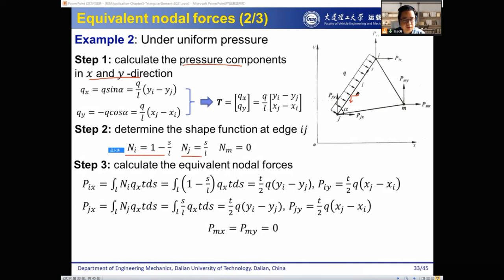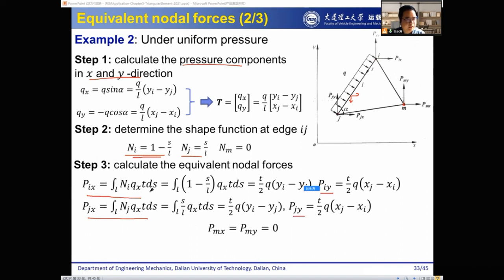And we know, from our previous knowledge, for the triangular element the shape function for the edge is independent of the third node, and it's only determined by the two nodes. So we write it in this term. We can regard it as a beam element, as a beam, so then you can understand it better. Then we calculate the equivalent node force in the x direction, and also in the y direction.